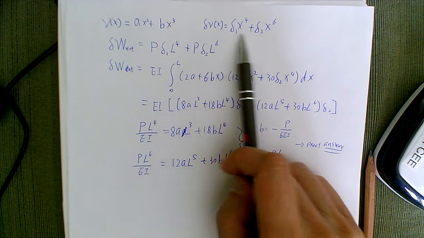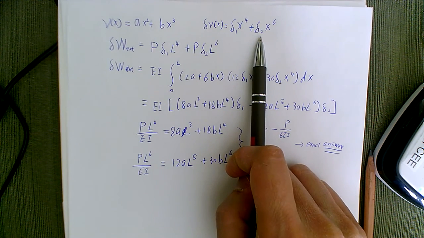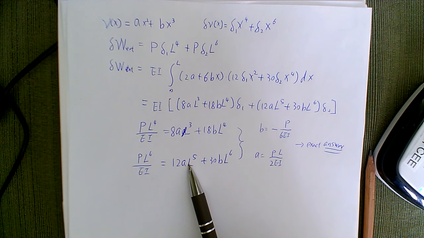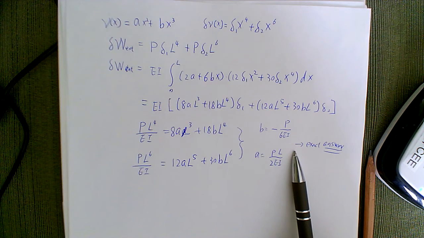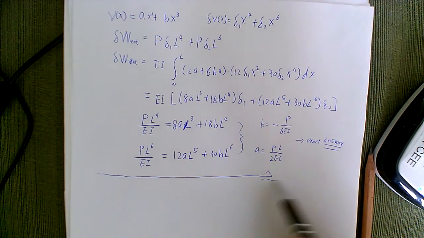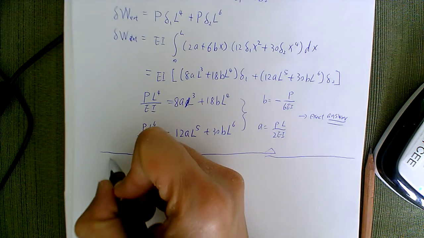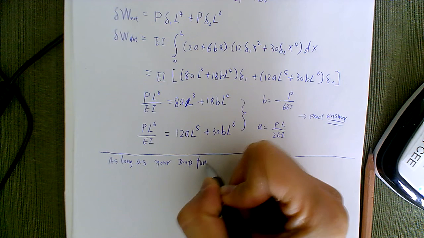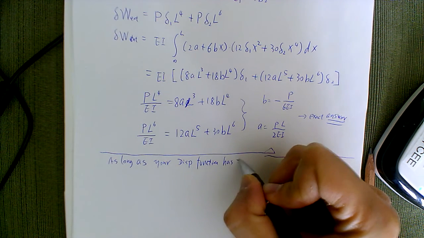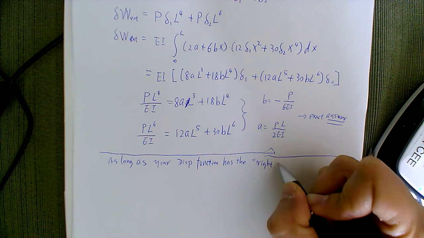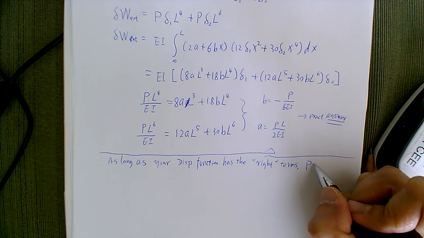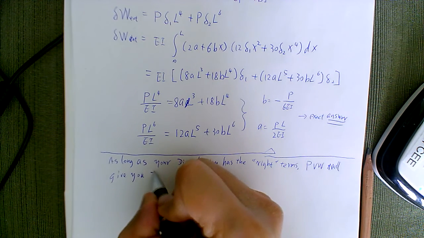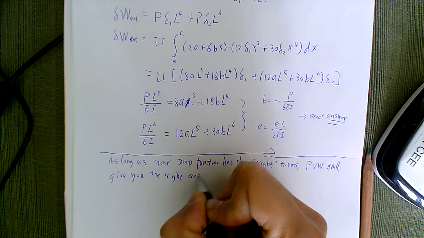And because we're not using the same format as before, if you compare to our first example lecture, you find out that now this coefficient matrix is not symmetric anymore. It does not have to be symmetric to get your right answer. The principle of virtual work always gives you the right answer. So we could say, as long as your displacement function has the right terms, the principle of virtual work will give you the right answer.